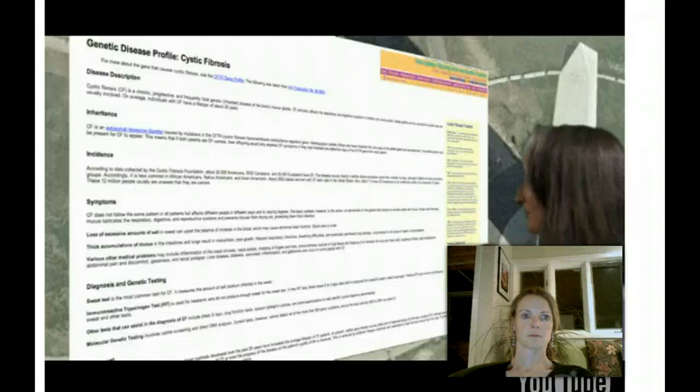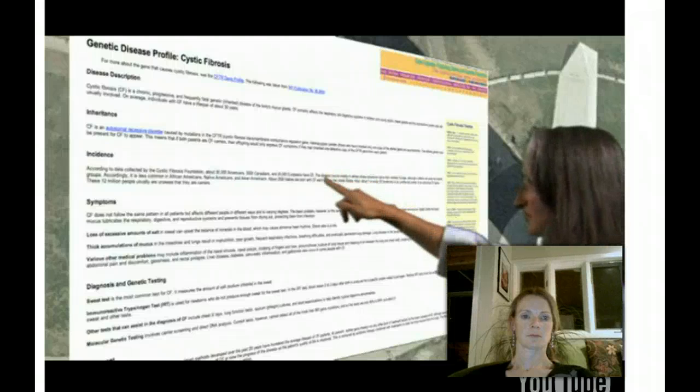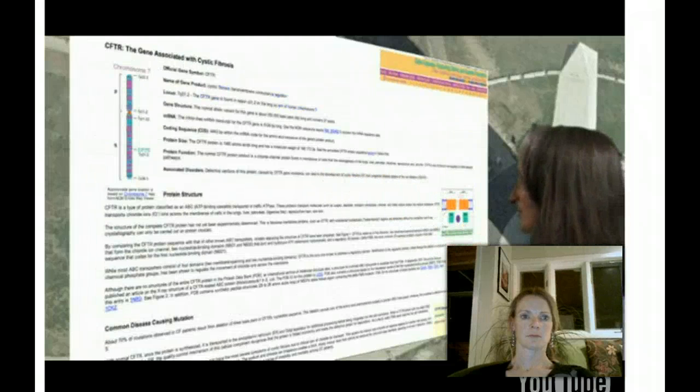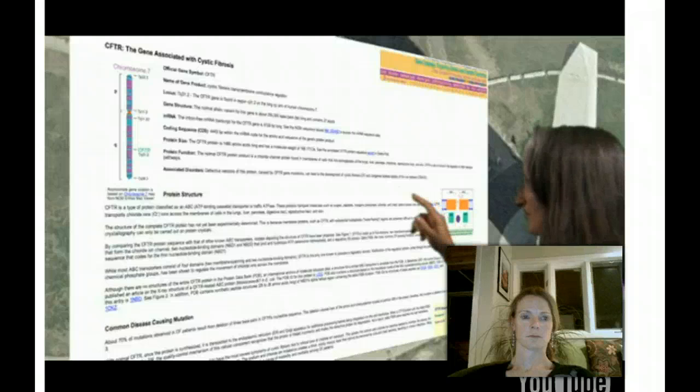On other pages, you can see genetic disease profiles. Here is the cystic fibrosis profile. You can even examine specifics about some genes. Again, this page details genes associated with cystic fibrosis.